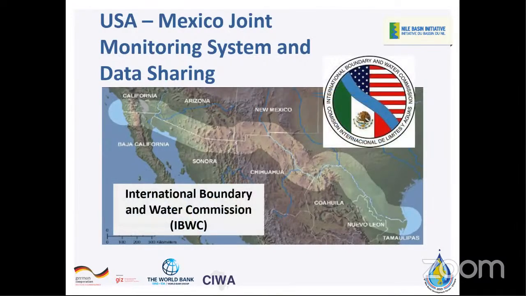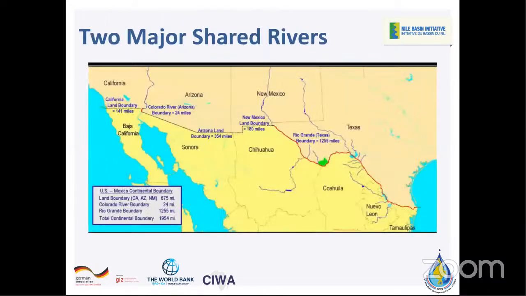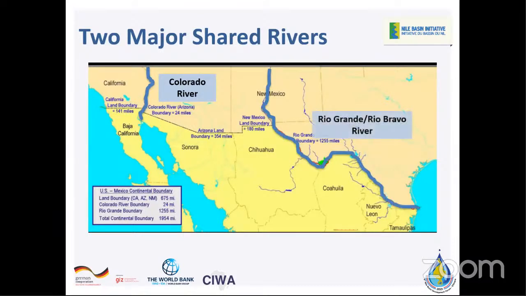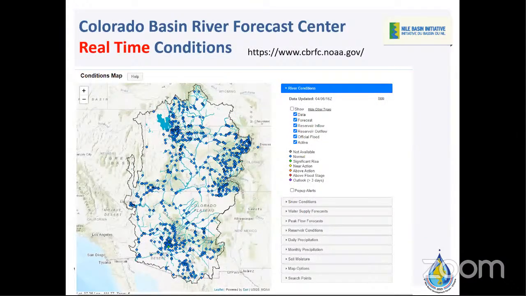Okay, so again, the International Boundary and Water Commission. Please feel free to stop me if it freezes up or any problems at all. Here are the two major rivers that the IBWC manages the relationships between. And again, the Colorado River here. On this slide, you can see the vast network of gauges within the U.S.